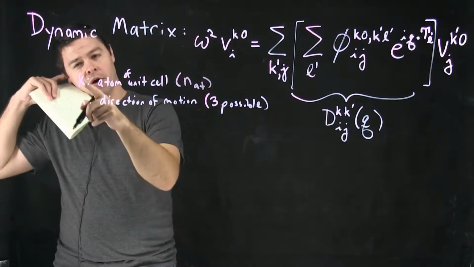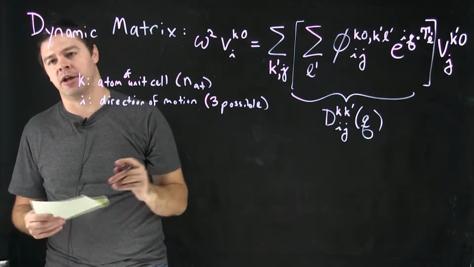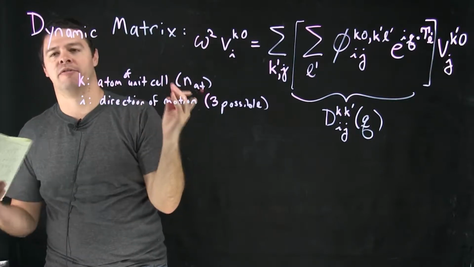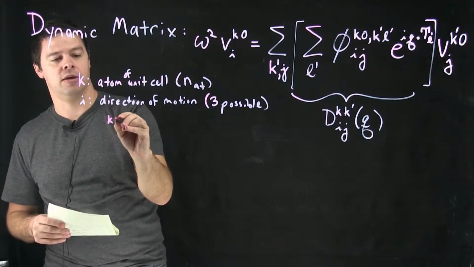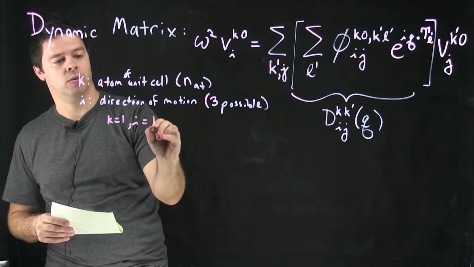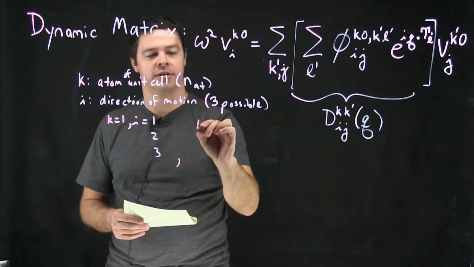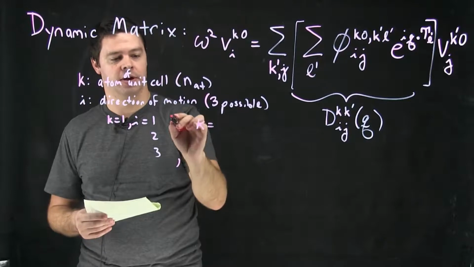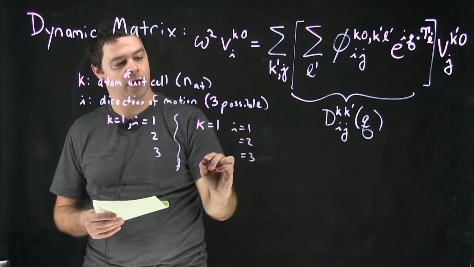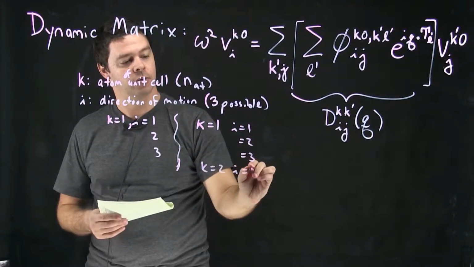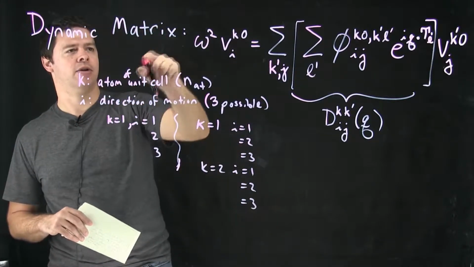So how many different ways can I rearrange these in different combinations? Well, it's just K times I. Let's say that the number of atoms is 1 in the unit cell. Then how many different ways can I do this? I can do K equals 1, I equals 1, 2, or 3. Or in other words, X, Y, and Z. Okay, what if there are 2 atoms per unit cell? Then I could do K equals 1, I equals 1, 2, and 3, or I could do K equals 2, I equals 1, 2, or 3. So in this case, there are 6 different ways that I could come up with things.